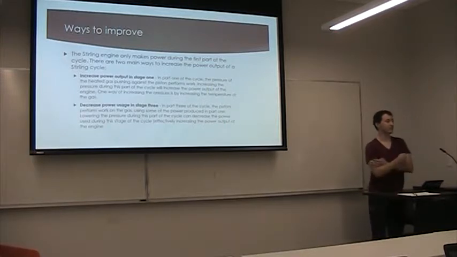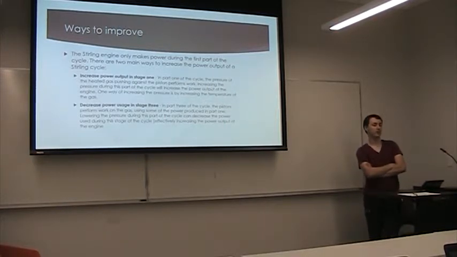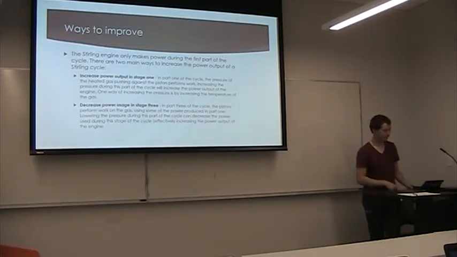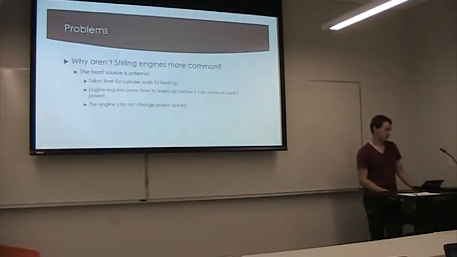There are 2 ways that you can improve the power during the Stirling cycle of the Stirling engine. You can increase the power output in stage 1 by increasing the heat, so that whenever you heat it up, it's going to cause more pressure buildup. And then you can also decrease the power usage in stage 3 by making the air or the water, making the cold cylinder much colder, and then it's much more efficient because the temperature changes are higher.